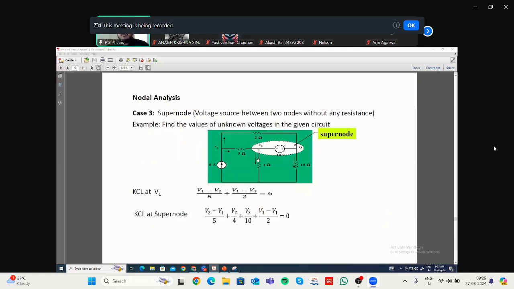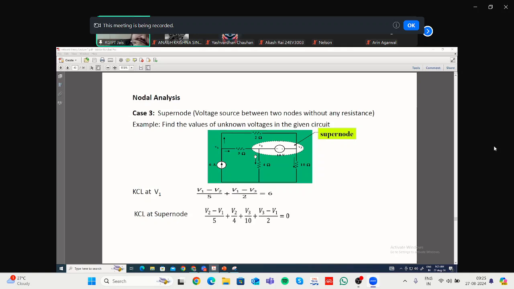Now the voltage source is directly connected between the second node and the third node. There is no resistance here. In that case, how will you write the current? What is the current flowing between the second and third node? Earlier there was a resistance here, and by adding this voltage source with V3 we could find out the current flowing through this branch. But here there is only a voltage source. So how can you find out how much current is flowing?